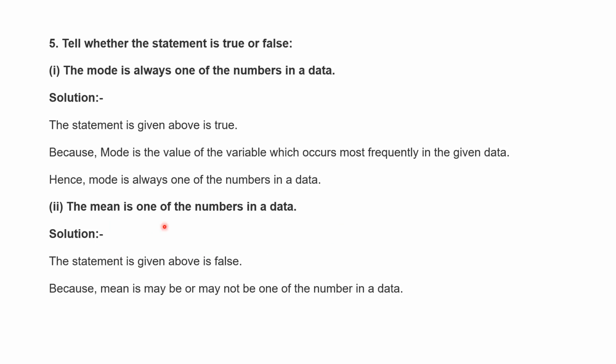The mean is one of the numbers in a data. No, it is false, because what does mean mean? Total sum of all observations divided by the number of observations, right? When you do that calculation, you may get any number which is not included in the given data. That's why the mean may or may not be one of the numbers in a data.